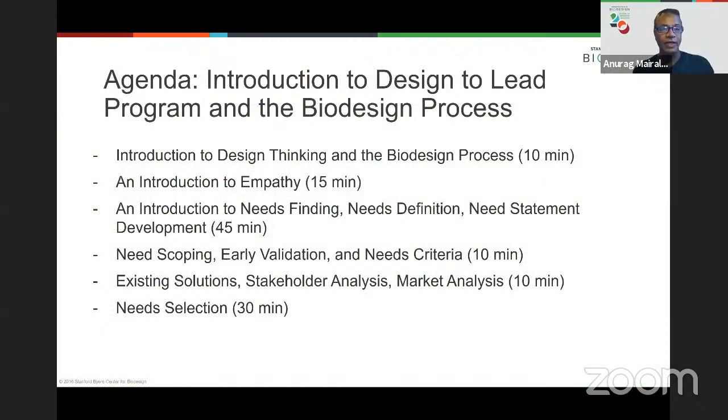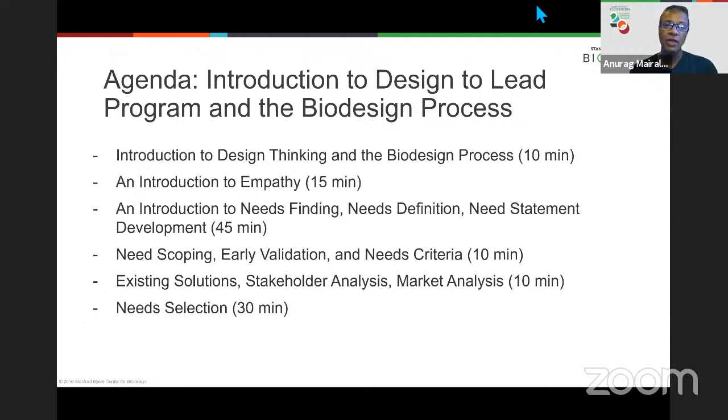Here's the full agenda, and I'm not going to go through all of the sections in great detail. There are some sections I'm going to be more partial towards, the ones that I think are most practical and most urgent for you. But I'm going to talk about design thinking and its history, and the biodesign process in particular that I teach at Stanford.